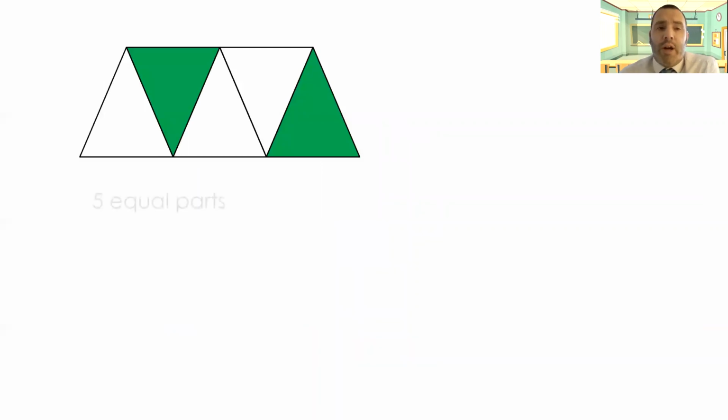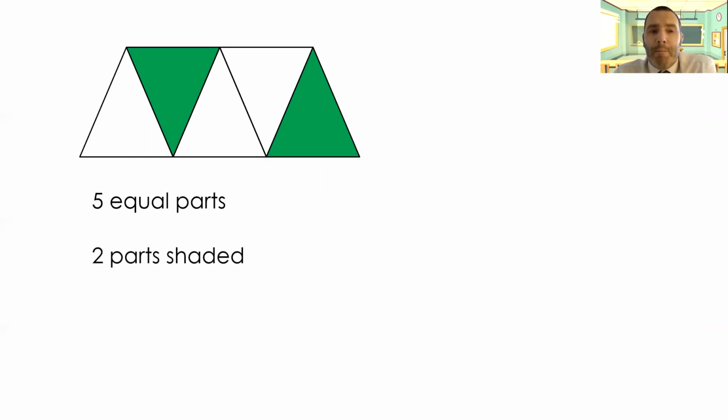So we'll look at these triangles. There are 5 equal parts. I have shaded 2 of them. 2 out of those 5 parts are shaded. My fraction will be written with a numerator of 2 and a denominator of 5, and my fraction bar in the middle of those 2 numbers. So it'll look like this.